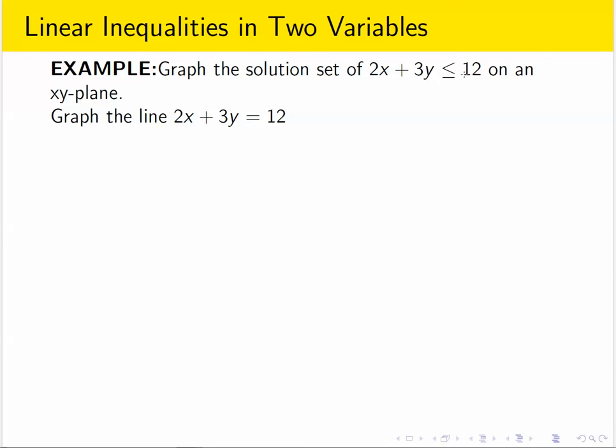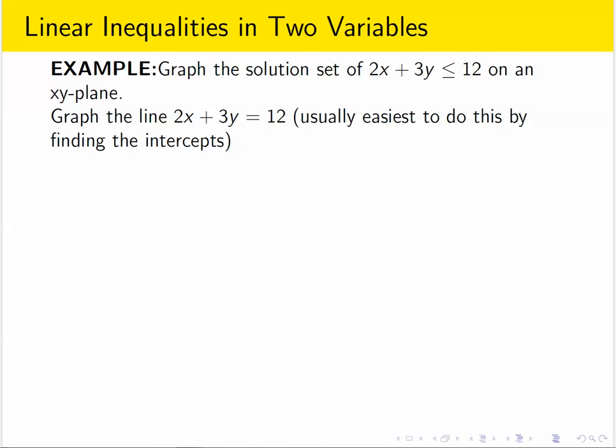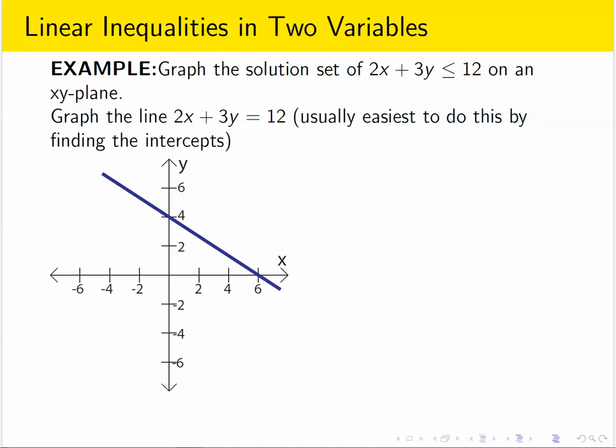So our approach will be similar. We're going to start by changing the inequality into an equality so that we get an equation we can graph. 2x plus 3y equals 12 is a line. In this case, it's easy to graph that line by finding the intercepts. If you plug in a 0 for the other variable, for example, if you plug in a 0 for y, you get 2x is 12, so x is 6. If you plug in a 0 for x, you get 3y is 12, so y is 4. And we just found the intercepts. x is 6, y is 4.